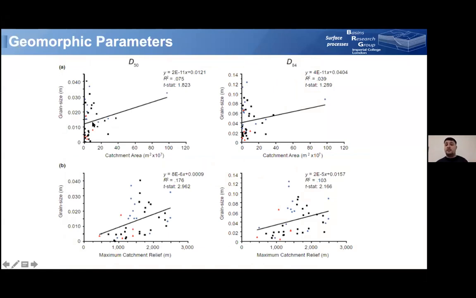And actually, when we did t-statistical tests on the relationship, we find that they do not pass the critical value. So they're not showing anything. Now, on the lower graph, we've got maximum catchment relief, because we thought perhaps the higher the catchment is, the coarser the grain size, because more landsliding. And again, we see very little correlation. We did this for a few others and similarly found the same.